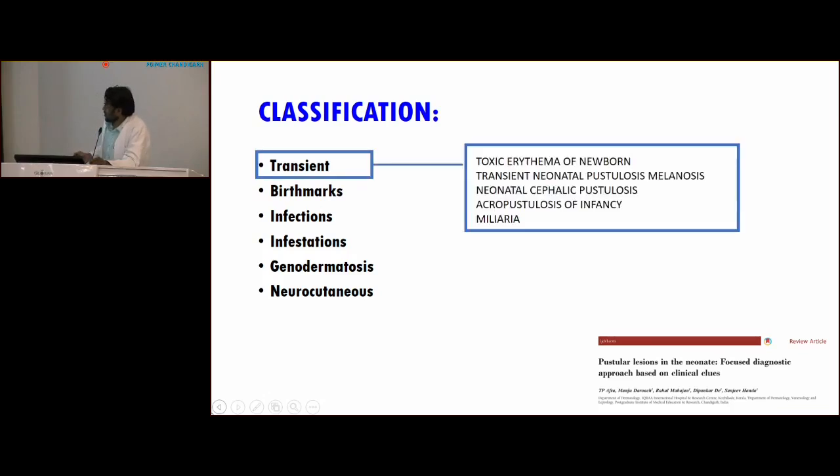And in the transient lesions, we have these 5, which are toxic erythema of newborn, transient neonatal pustular melanosis, neonatal cephalic pustulosis, acropustulosis of infancy, and miliaria. We'll just see how to approach this. By the end of this class, every one of us will know how to approach these problems and come to a final conclusion.